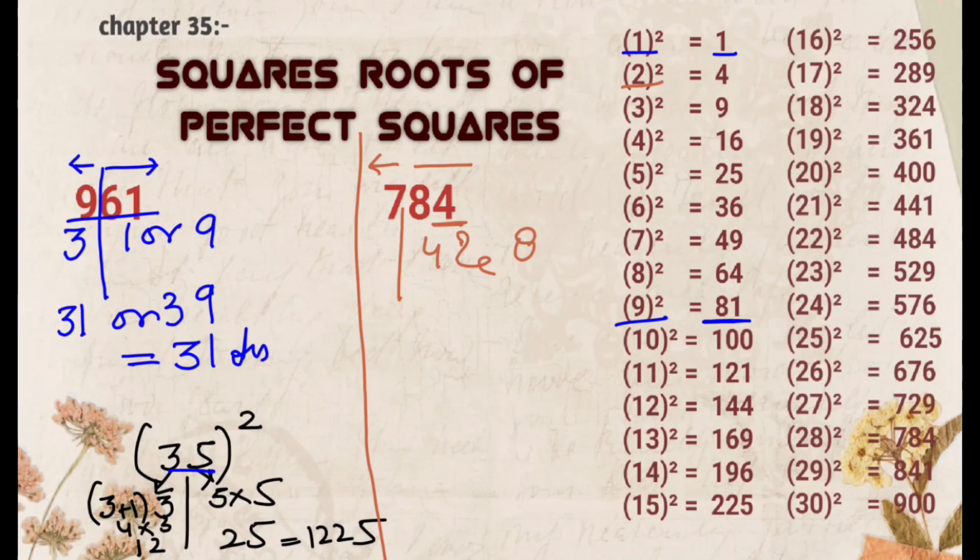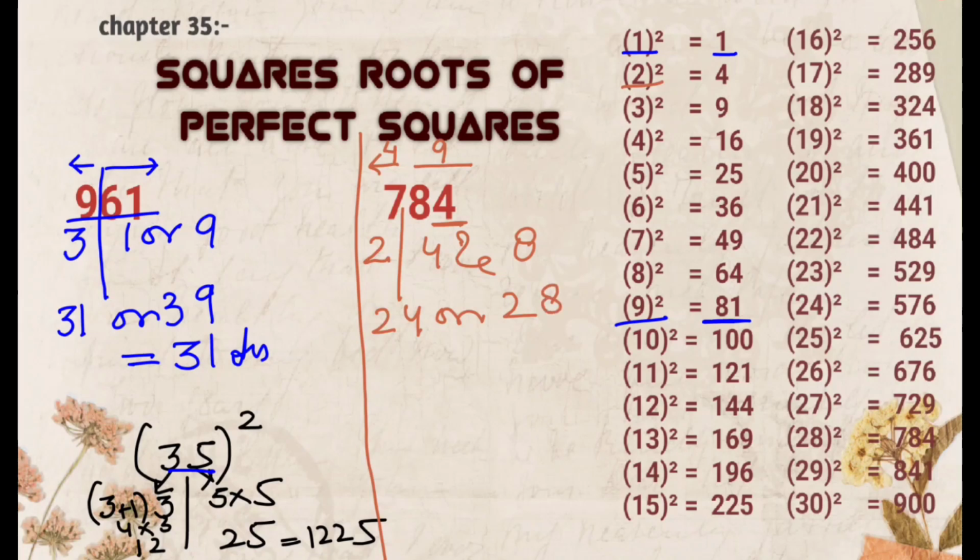So 7 lies between the square of 2, that is 4, and the square of 3, that is 9. So we will take the lesser number. We get 2 as the answer in the first partition. So now we have two answers, either 24 or 28.